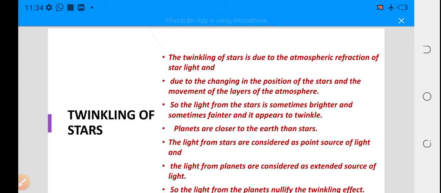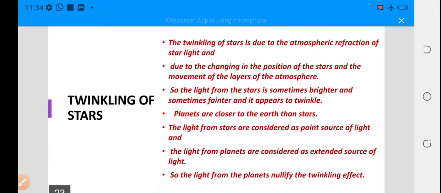In the atmosphere there are many layers, and these layers refract light. Because of this refraction, you see the star twinkling. Due to the change in the position of the stars and the movement of the layers of the atmosphere, we know that we have the stratosphere, troposphere, and ionosphere. These layers mean the air molecules are moving, and moreover the star's position is changing.